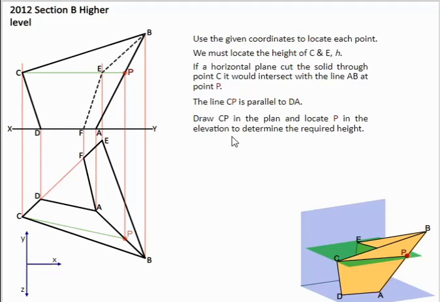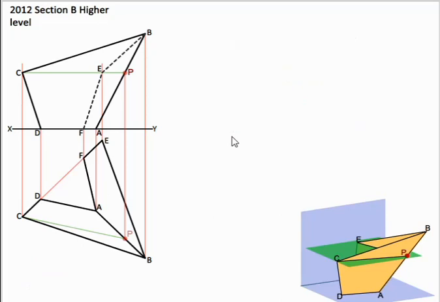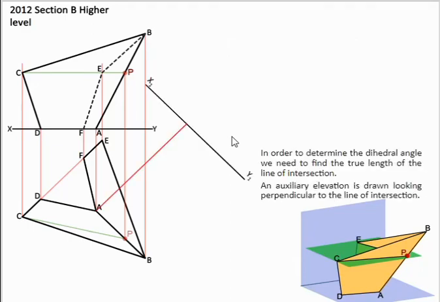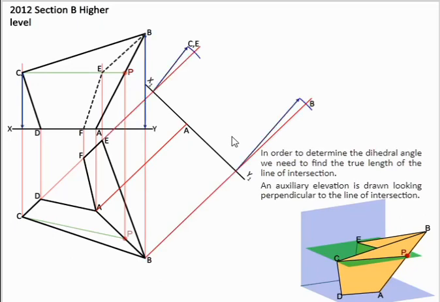Now when we have that much of the question done, the next couple of steps are quite easy. What we have to do first of all is find our dihedral angle. There is no finding a line of intersection this time because AB is the line of intersection between the two surfaces. So we go 90 degrees to the line of intersection. We mark off the line of intersection and then bring up our points. Now we have a true length of this line of intersection.